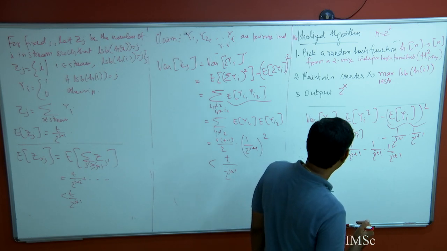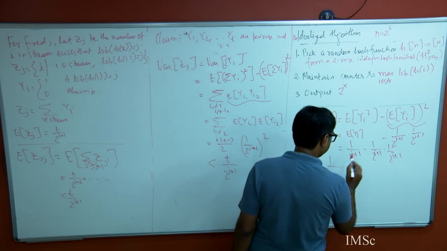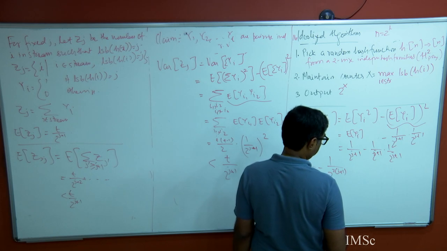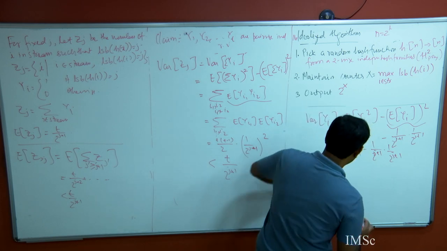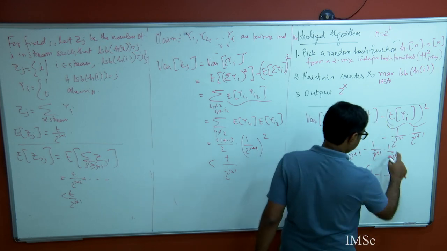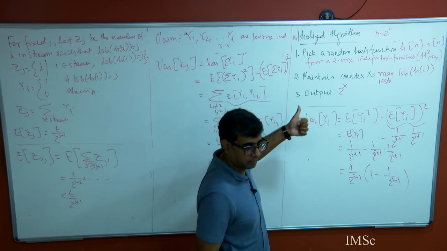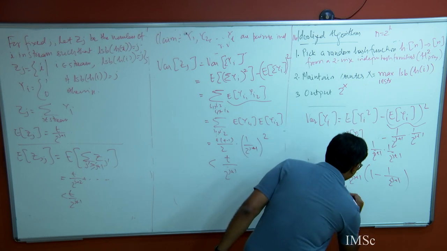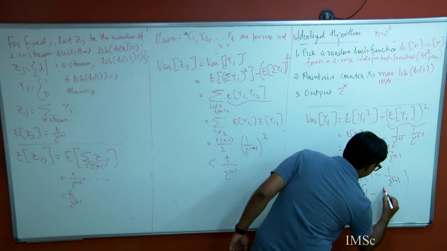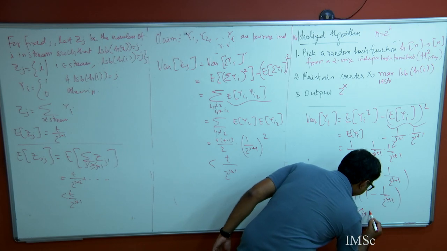So now, this is what we have, and we have to show this is nothing but 2 times j plus 1, right? I think I could have taken this common. So this is nothing but 1 by 2 power j plus 1, 1 minus 1 by 2 power j plus 1, right? And now how many yi's are there? T of them, right? So if I compute variance of zj, I'm going to get T times 1 by 2 power j plus 1, 1 minus 1 by 2 power j plus 1, and this is less than T by 2 power j plus 1, okay?